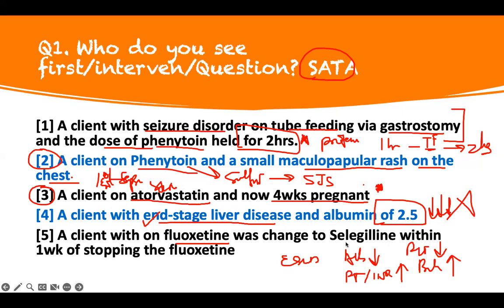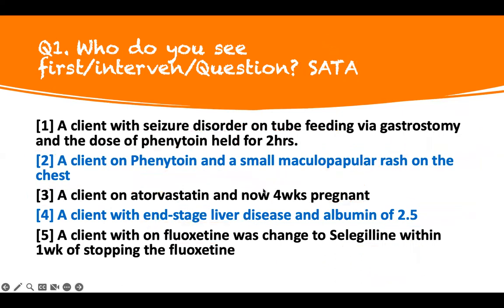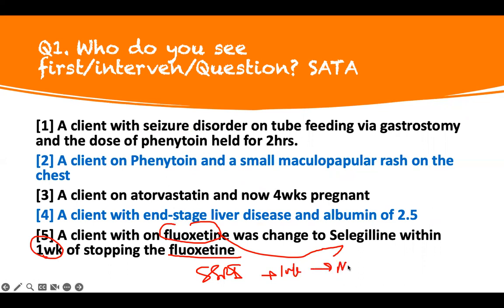Fluoxetine was changed to selegiline within 1 week of stopping the fluoxetine. Listen carefully. I'm on fluoxetine. The medication was changed to selegiline within 1 week after I stopped the fluoxetine. So you have an SSRI, you stop it, and then within 1 week, you start an MAOI. What do you think? That's a problem.